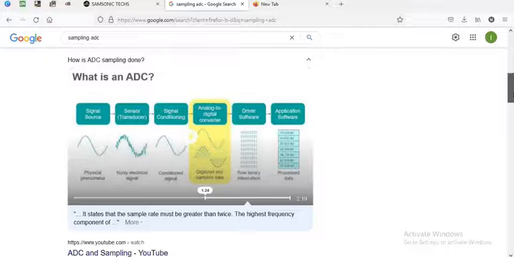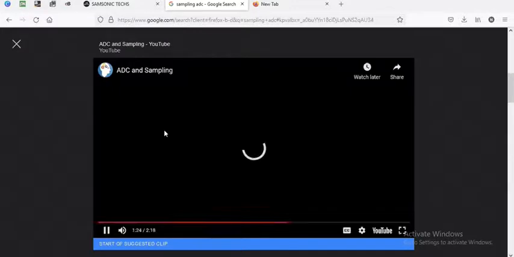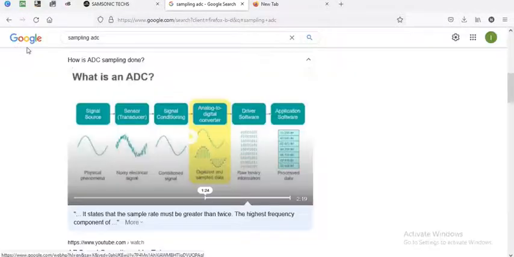So first, how do we source ADC? ADC is gotten from a sensor. Some sensors produce analog signals, while some produce analog and digital signals, just like our smoke sensor has analog and digital signal. So the digital signal process is found inside the analog to digital converter.